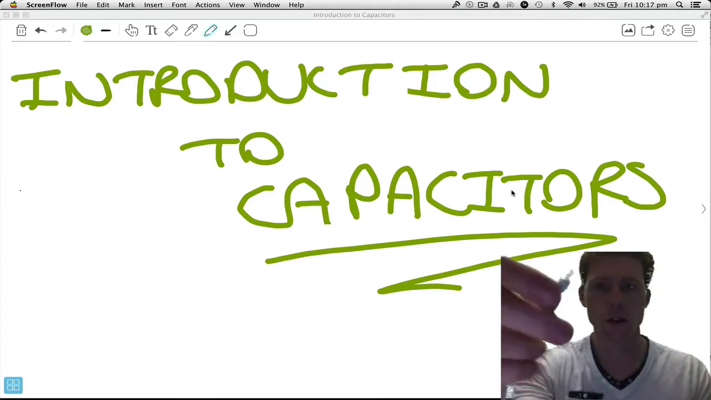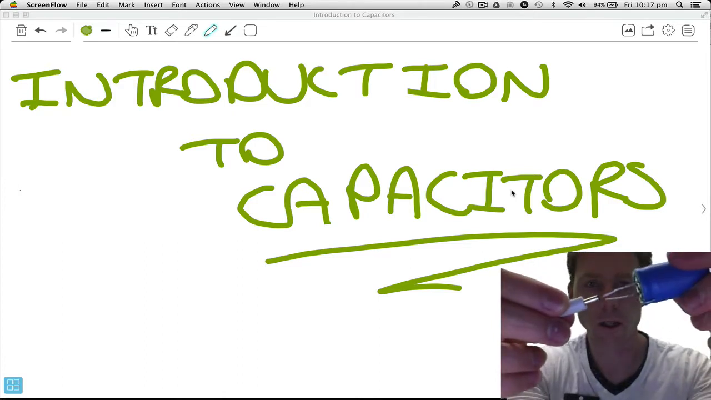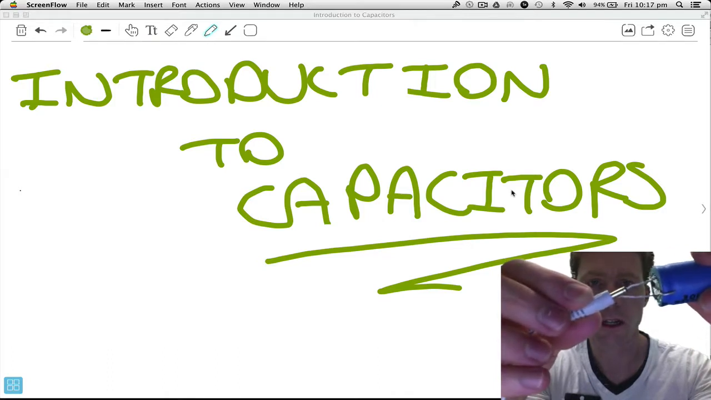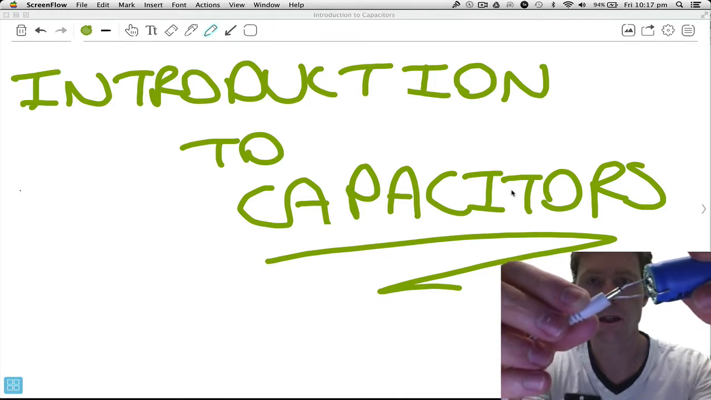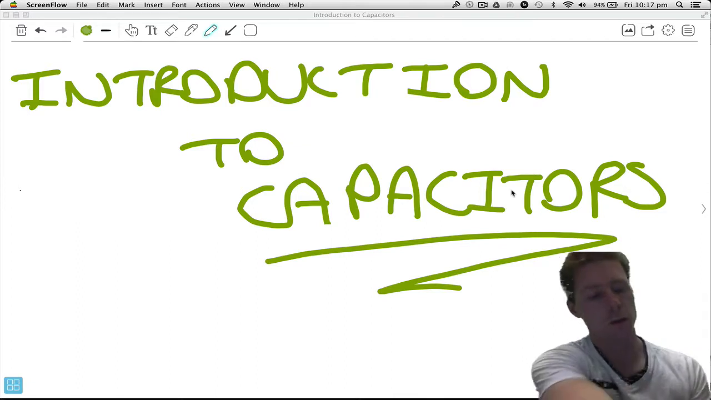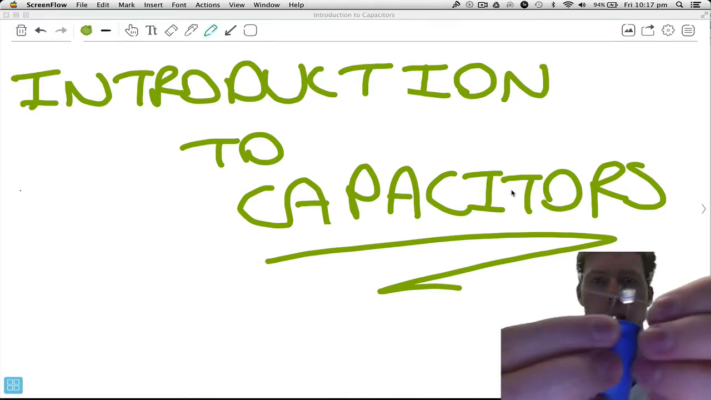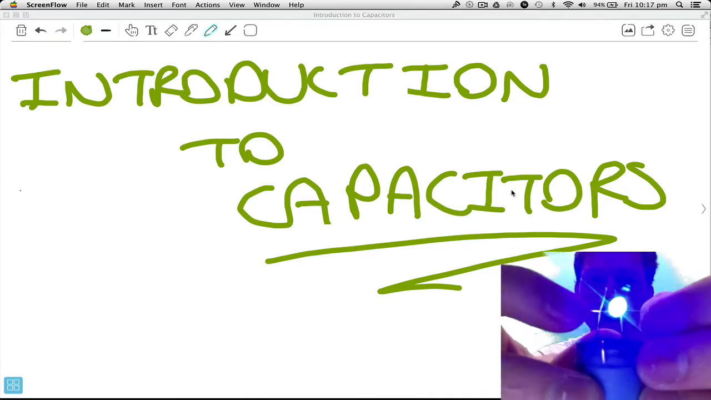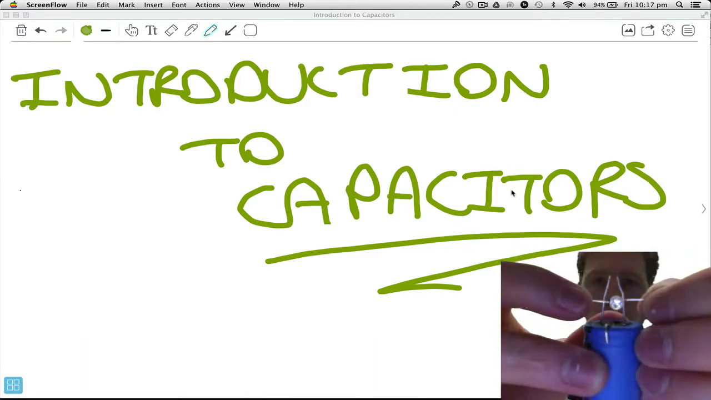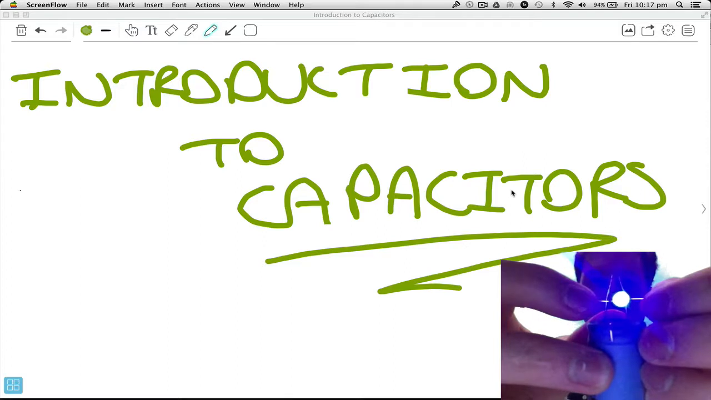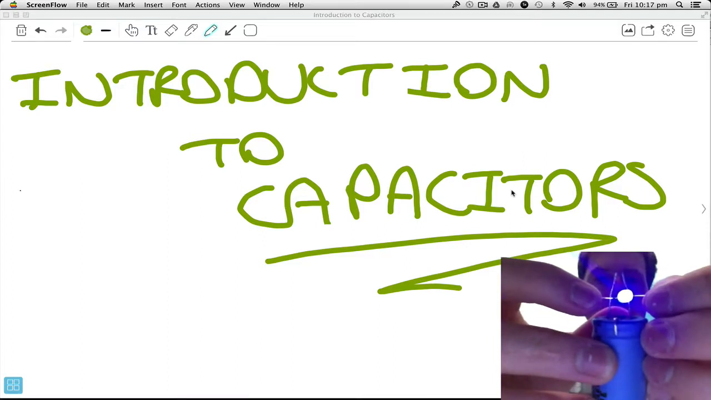However, if I was to charge this up, so positive lead goes into the center there, negative lead connects to the outside, this capacitor is now charged up to 6 volts. Let's get this LED again, connect it up, and you should be able to see the LED is now shining quite bright. But notice how it's getting dimmer and dimmer and dimmer.